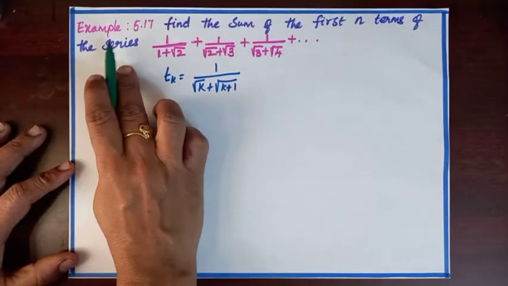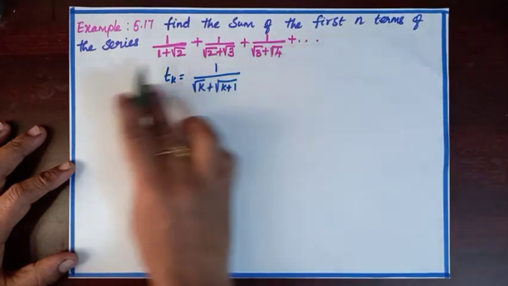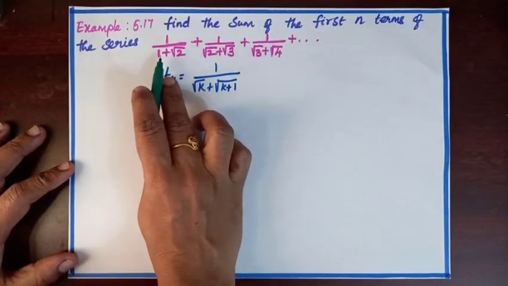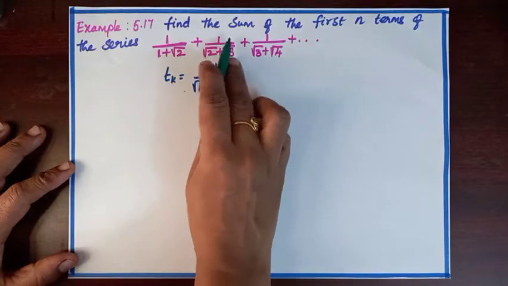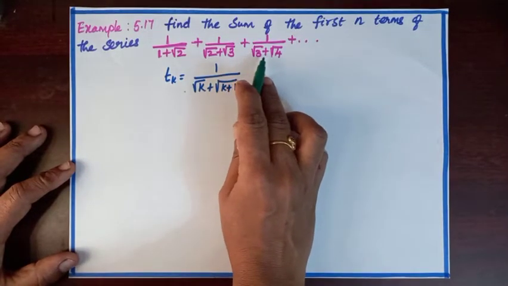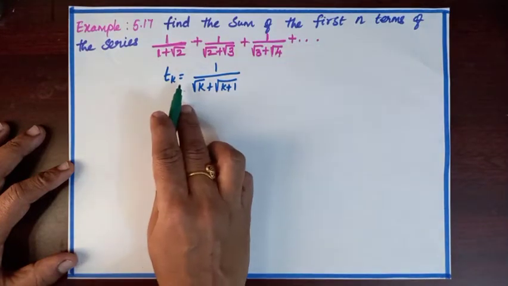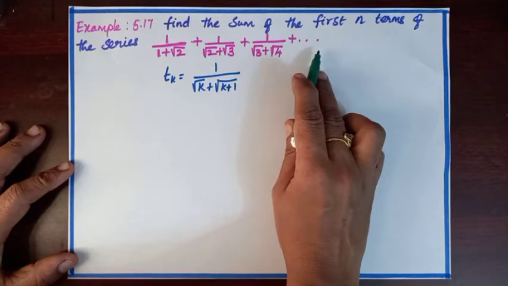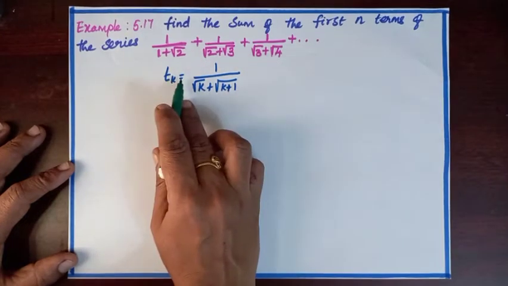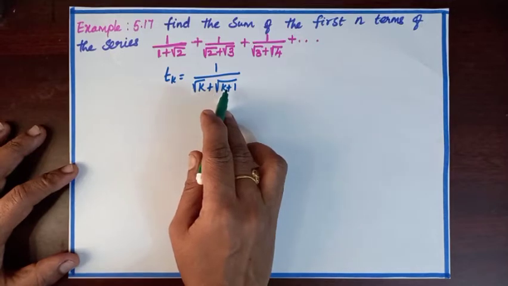Now we discuss example 5.17. Find the sum of the first n terms of the series 1 by 1 plus root 2, plus 1 by root 2 plus root 3, plus 1 by root 3 plus root 4, plus dot dot. Tk denotes the kth term of the given series. Tk equal to 1 by root of k plus root of k plus 1.